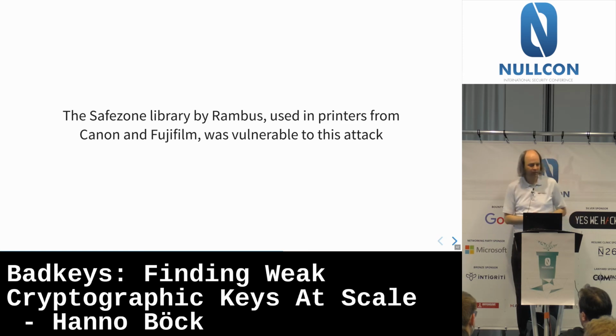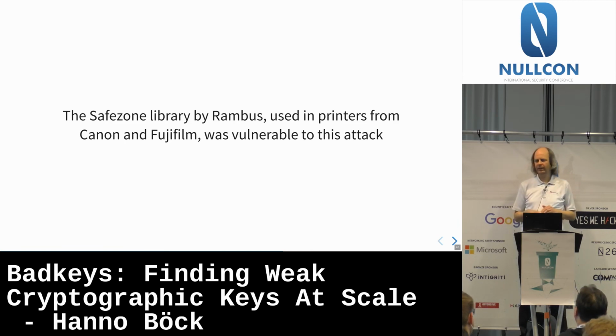I figured out that there's a library called SafeZone from Rambus. It is used in some printers from Canon and from Fujifilm, and this was vulnerable to this attack. Apparently what they did is they generated an RSA key by generating a random prime and then looking for the next prime after that, which then would be a difference of like a few thousand.